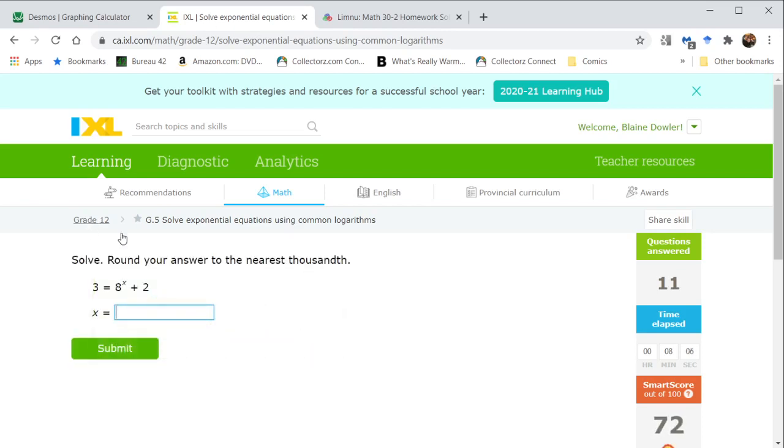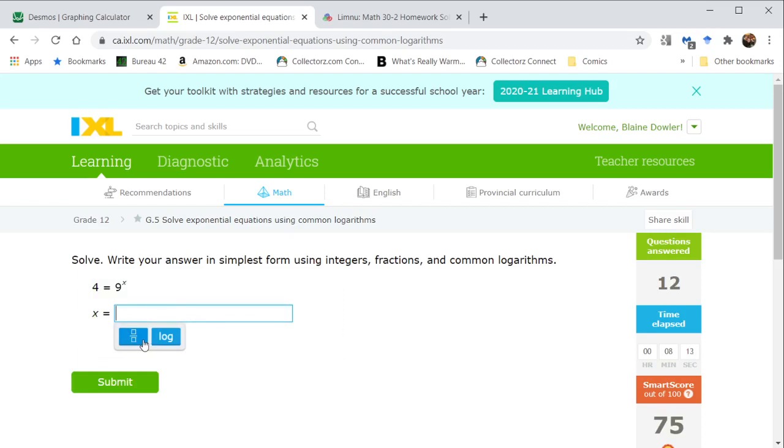Here it's a similar idea, except when we move the 2 to the other side, 8^x equals 1, and there's only one exponent that can make 8 equal 1. That is exponent 0.